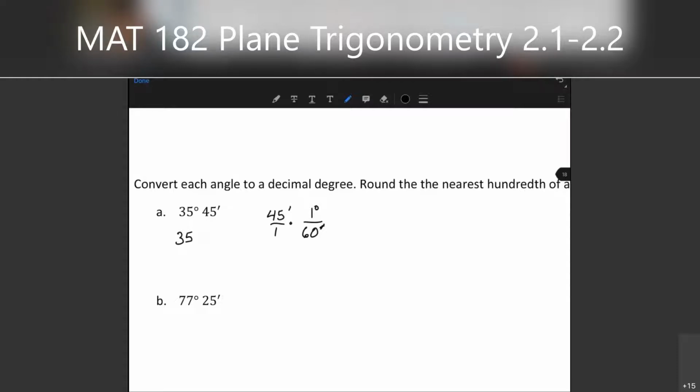And if we multiply through with this, 45 divided by 60, I believe you're going to get a decimal result for this to be 0.75 degrees. So that would be 3/4 or 0.75.